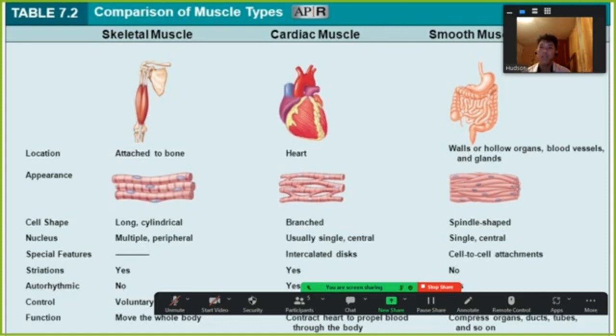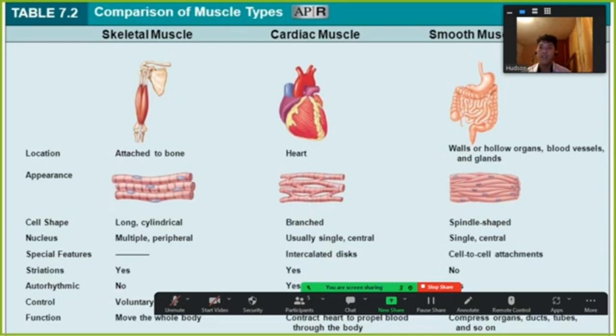This is the comparison of muscle types. We have three types: skeletal muscle, cardiac muscle, smooth muscle. First, we have skeletal muscle. Location, attached to the bone, appearance niya, kanang nasa picture. Cell shape, long cylindrical, nucleus, multiple peripheral. Special features, none. Striations, kay yes. Autorhythmic, no. Control, kay voluntary. Function, move the whole body.